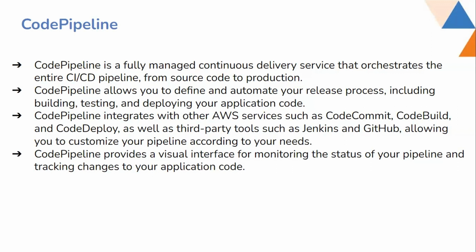Next, CodePipeline provides a visual interface for monitoring the status of your pipeline and tracking changes to your application. So this means CodePipeline can give us information like the commit messages, which commits are done, then the author who made that commit and all.